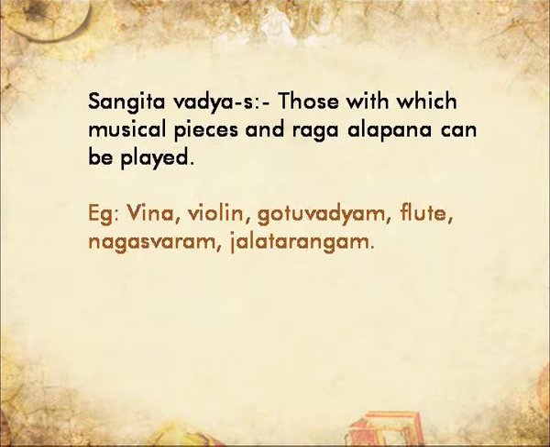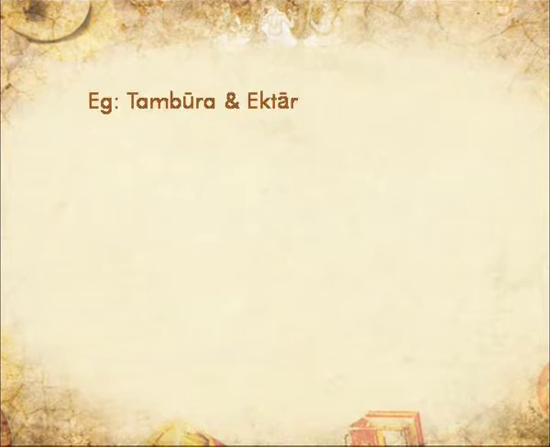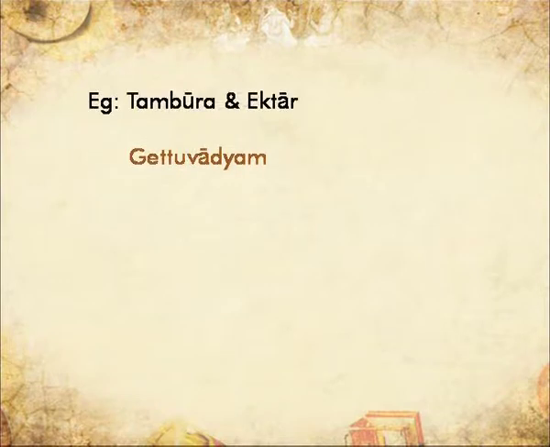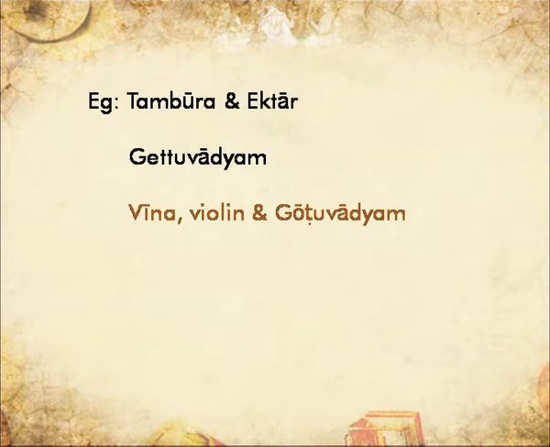The following table gives examples for each of these. Stringed variety used as Shruti Vadyam, example Tambura and Ektar. Stringed variety Tala Vadyam, example Gettu Vadyam. Stringed variety Sangeeta Vadyam, example Veena, Violin and Gotu Vadyam.